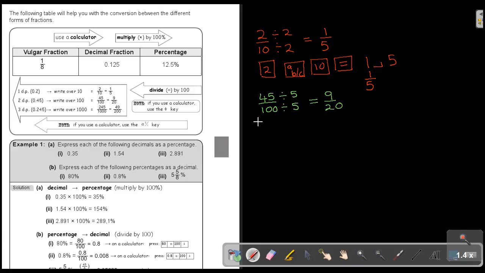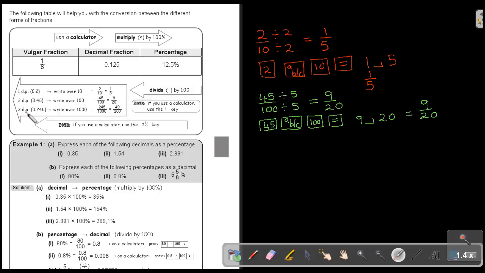But remember, you can also take your calculator. Press 45, look for the A B C key, press that, and then press the 100, and then press equal. And your calculator will display 9/20, and that is actually just meaning 9 over 20. Okay, let's look at the next one.